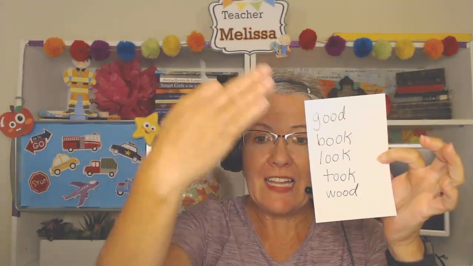So for good, I might hold up this, good job, and then I'll hold up my list: good, book, look, took, wood. I'll sing my little list and I'll add to the list. One visual and then a list of words with a double O. Okay, so that's the second thing. Show them a list of the words.